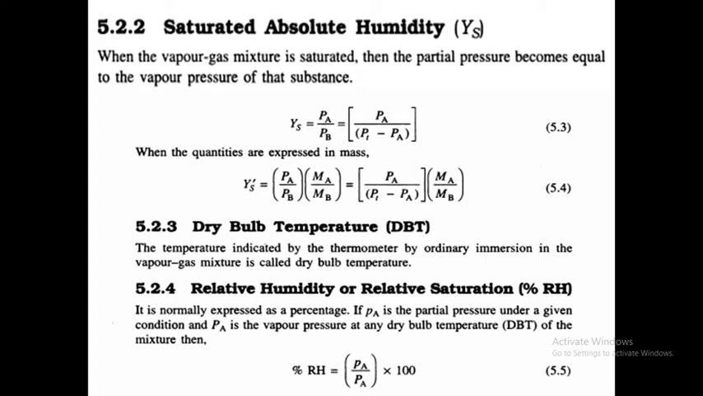Are you clear? Okay. In terms of mass, Ys dash is equal to capital Ys into molecular weight, the molecular weight of the components A and B. So Ys dash is equal to, what is the Ys here? Pa by Pb, into molecular weight Ma by Mb. That is equal to Pa by Pt minus Pa into Ma by Mb.